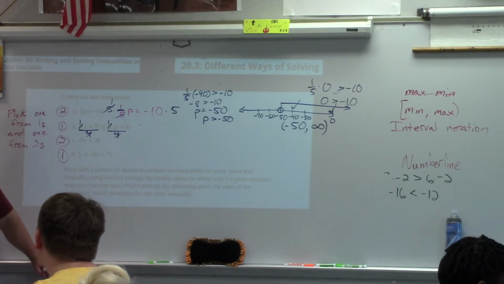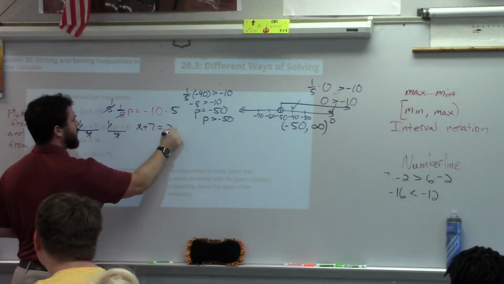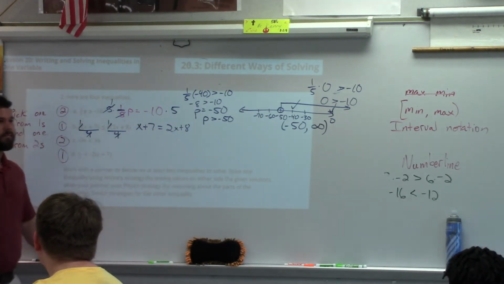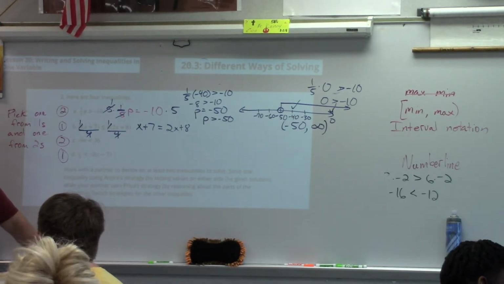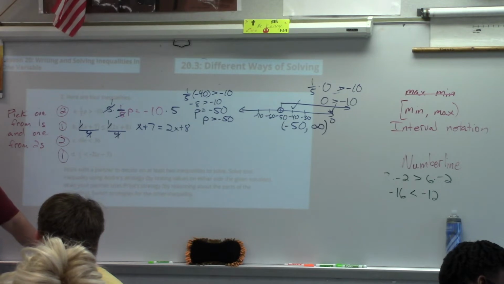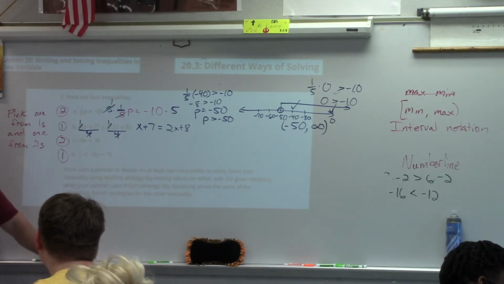Could you use distributive property? Heck yeah. Is that going to be a little bit easier? So x plus 7 equals 2x plus 8? That's a trick from just doing a lot of math, right? But I'm looking for the most efficient solution path. Distribution totally works. If you see it, go for it.